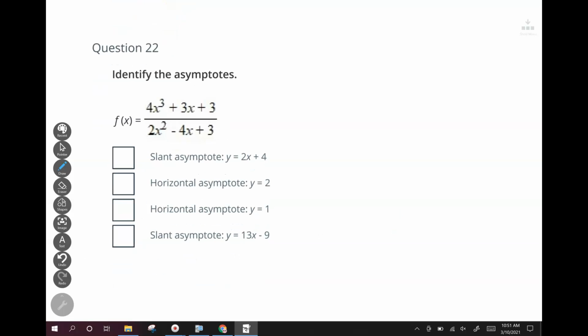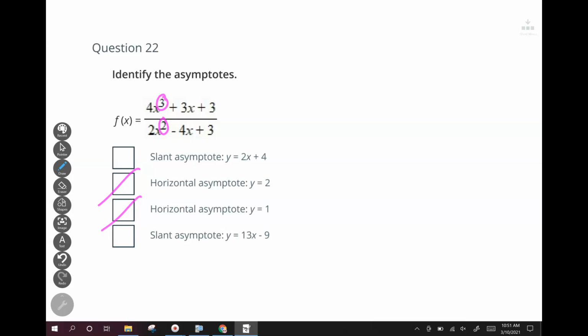Okay, this one is a little tricky. You've got to identify your asymptote. Notice the degree is greater in the numerator than the denominator. That means you have a slant asymptote, so not those two. So you need to use division to figure out what the equation is.